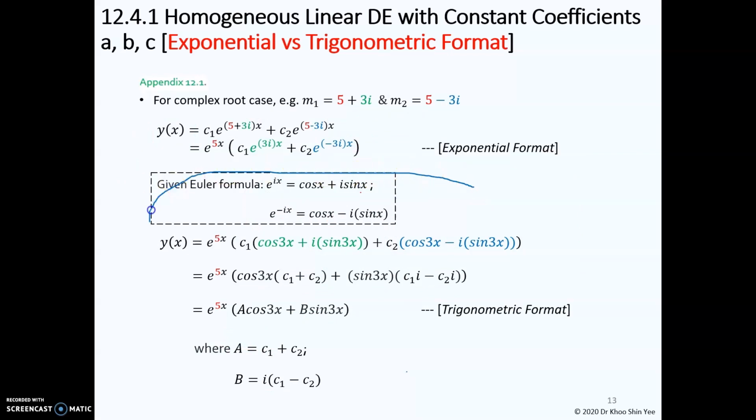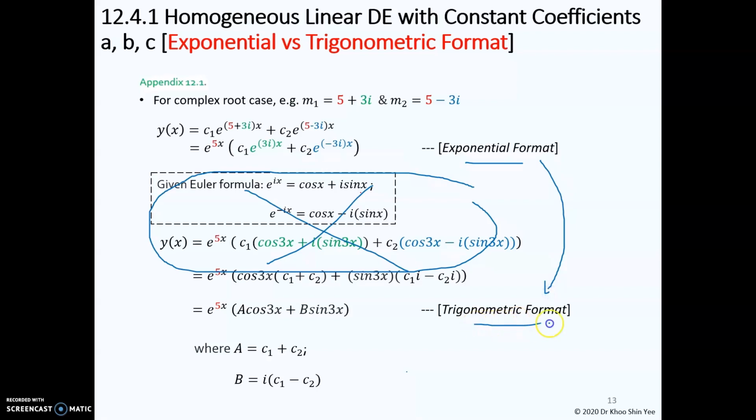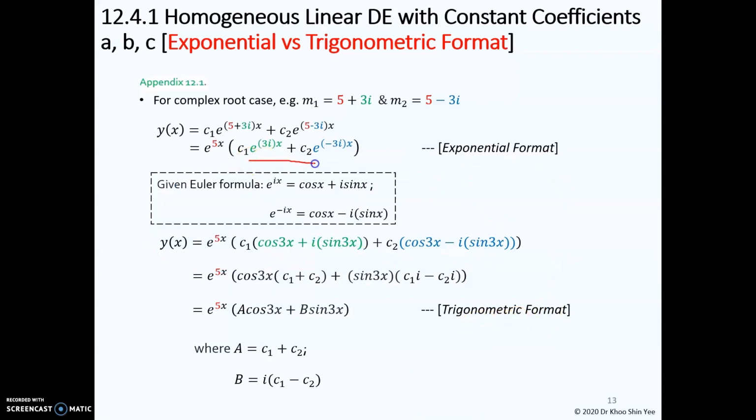So the derivation here is just for your understanding. You don't need to memorize the derivation. The most important thing is you know how to convert from the exponential format to the trigonometric format. So you see the exponential 3ix and the exponential negative 3ix can be converted to the cos and sine format here. You need to be careful. The angle inside here is without the i. It has only the 3x, which is obtained from here.